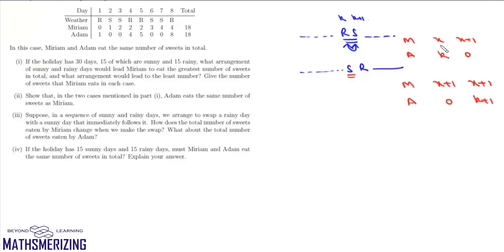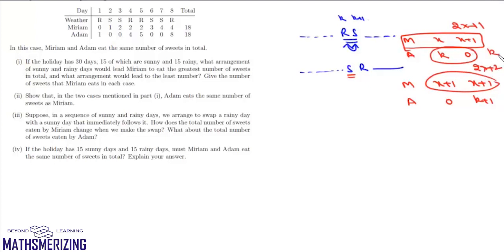day. Now previously Miriam was getting 2X plus 1 sweets. Now she is getting 2X plus 2, and previously Adam was getting K sweets. Now Adam is getting K plus 1 sweets. So if we swap a rainy and sunny day, then the total number of sweets eaten by Miriam is increased by 1, and for Adam also the total number of sweets will increase by 1.